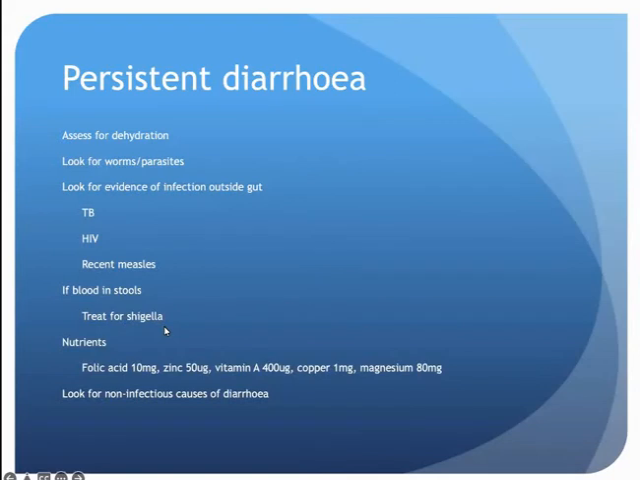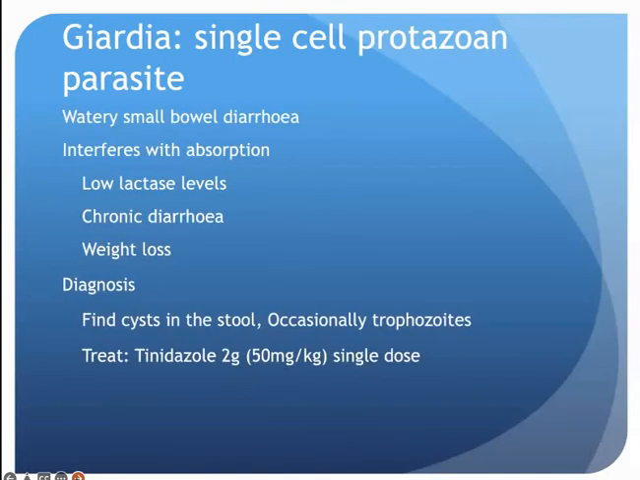If there's blood in the stools, you want to treat for Shigella, Campylobacter, Salmonella, all of which can be treated using ciprofloxacin or another fluoroquinolone, or you could use azithromycin. For nutrition, you want to make sure that you've maximized your trace elements, your folic acid and your zinc. And only then would you start to look for non-infectious causes of diarrhea.